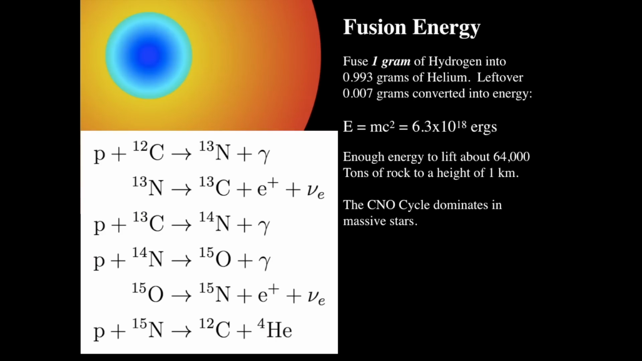Just to do this one interaction, that was enough energy to lift about 64,000 tons of rock up to a height of 1 kilometer. So basically, just fusing 1 gram of hydrogen into helium is enough energy to take a building and throw it into the air about a mile. That's what fusion energy gives you. So if someday we can figure out how to do this safely and efficiently, we could replace pretty much all of our energy needs with fusion, which would be pretty cool.